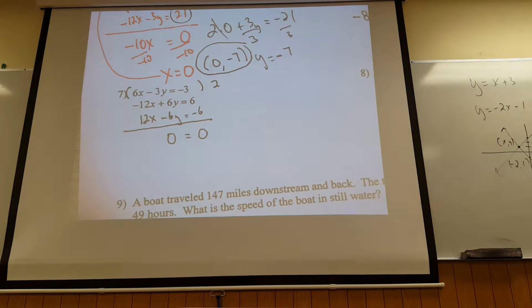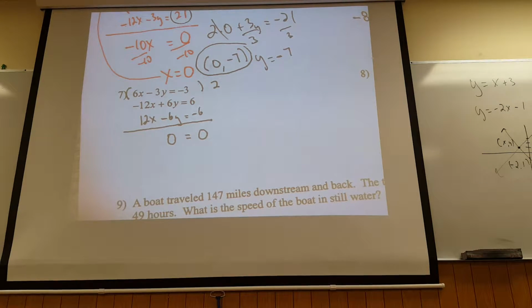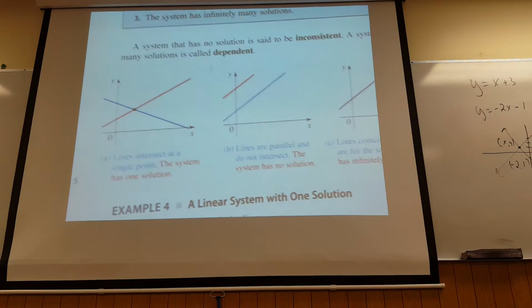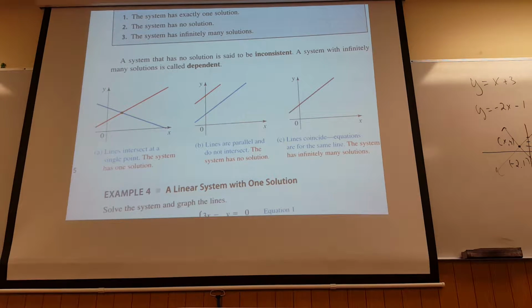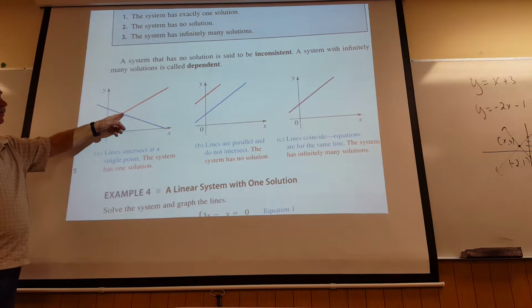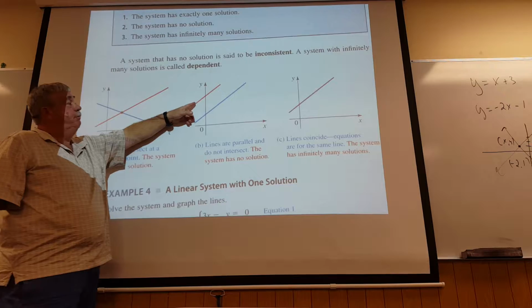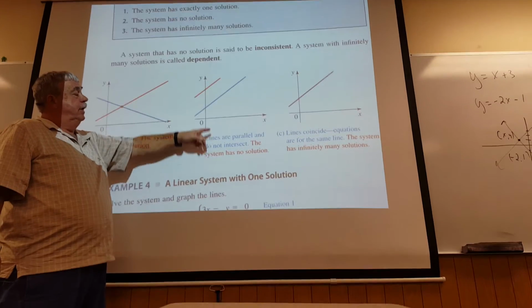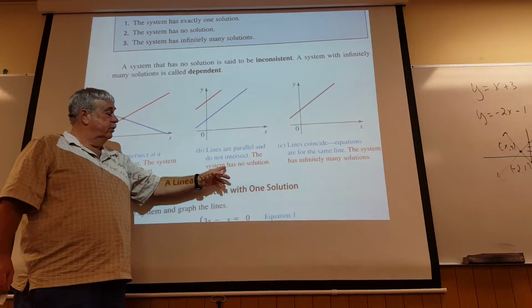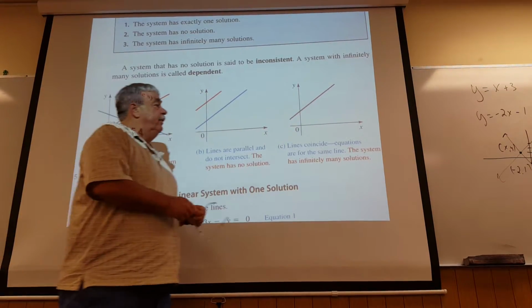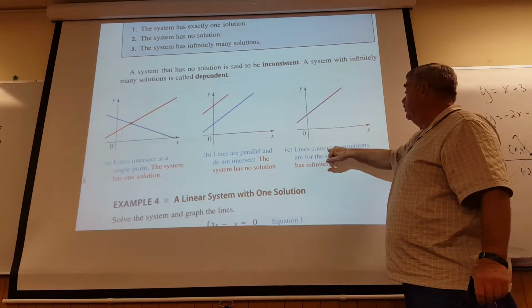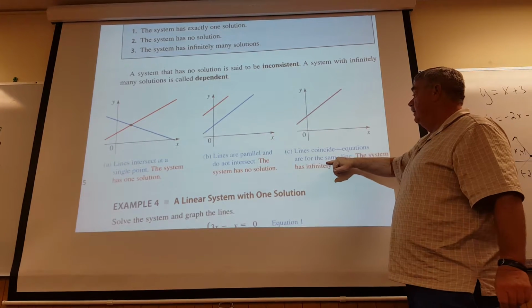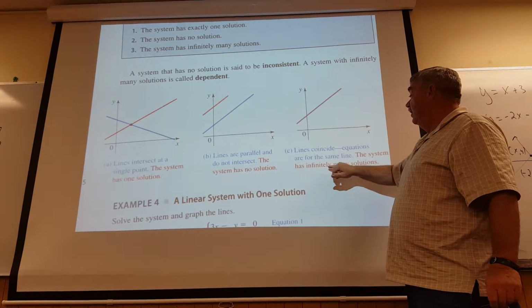Now, when you come up with equations, most of the time, they will have one solution like this. But sometimes two lines will be parallel to each other. And parallel lines do not intersect, so there's no solution. And then a few of the times, they are the exact same line. They coincide, they are equations for the same line. And the answer is infinitely many solutions.